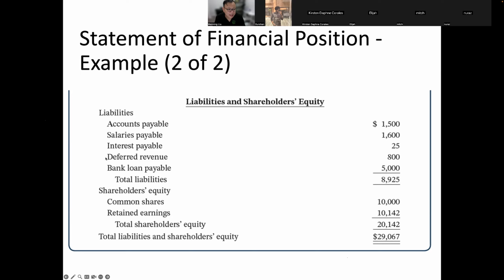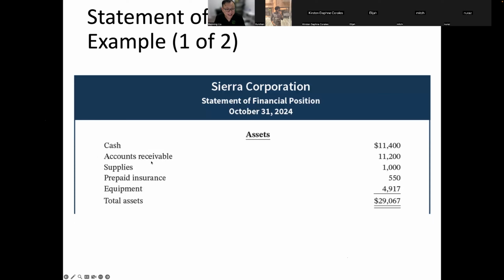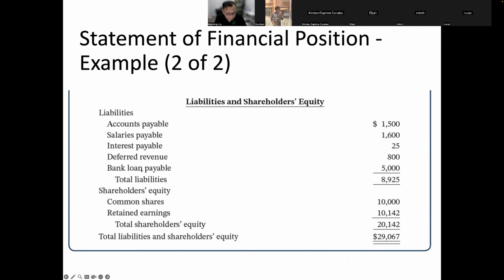Deferred revenue, this is interesting. This is something that we're going to talk more about, but I won't talk too much here. Deferred revenue is the money your customer paid you, but you haven't earned. If you haven't earned it, it's a liability. Bank loan payable. So your total liability here is 8,925. So what's the shareholders' equity? Common shares, 10,000. Retained earnings, 10,142. Your total shareholders' equity is 20,142.